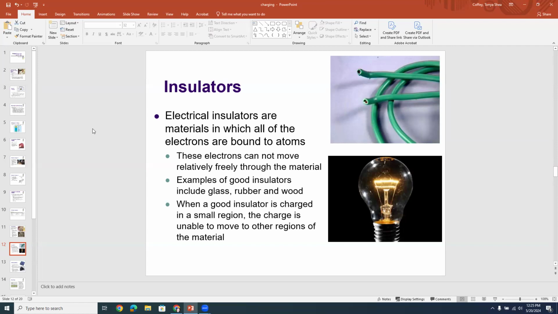Now, when you charge an insulator in a small region, that charge is unable to move to other regions of the material, right? So, for example, in the example that I gave of rubbing the balloon on your head, if you rub the balloon on this side of your head, the hair on this side of your head wouldn't really be affected by that. It wouldn't necessarily have charge transferred. It's only the hair on this side that's going to be all charged up. And that's because your hair is an insulator. And so if it gets charged in one area, that charge doesn't move around easily.